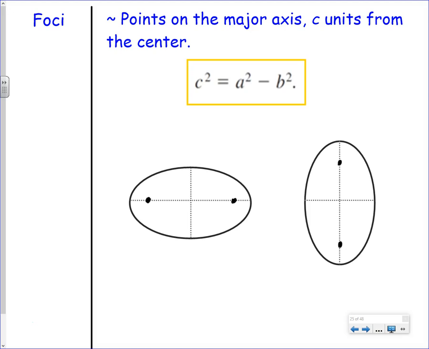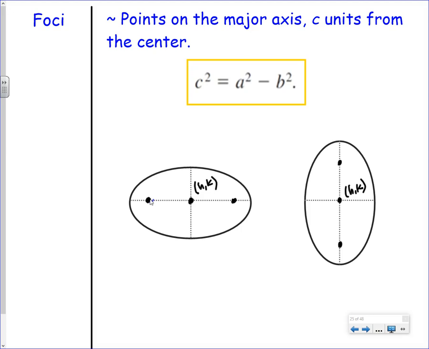But how do we find the foci? You know the center is h, k. That's already determined. We have to add something, but there's no p. That's only for parabolas. Ooh, p for parabolas. Go team. Maybe that'll help you remember.